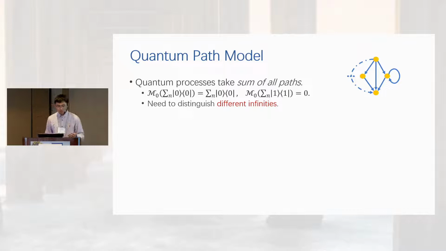To deal with it, we propose the quantum path model to include the Kleene star operation. It is basically named so because quantum processes take the sum of all paths. The key observation here is that we need to distinguish different infinities for the infinite sums. For example, if we apply the computational basis measurement, which results in 0, on the infinite sum of state 0 and on the infinite sum of state 1, they will result in different behaviors, so we need to distinguish the infinite sum of 0 and the infinite sum of 1.